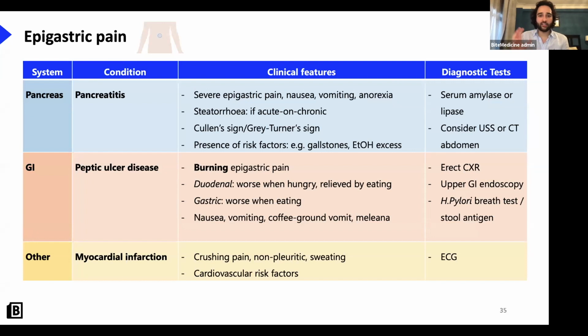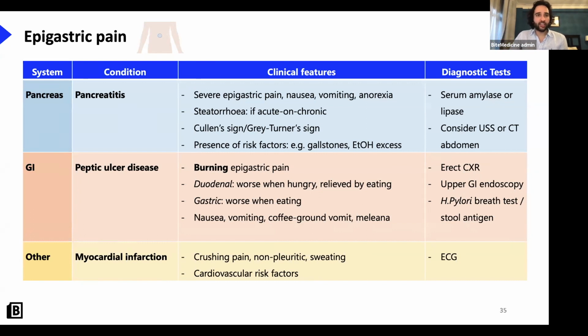Things like Cullen sign and Grey Turner sign, these are more textbook signs. I've actually never seen a patient with either of these signs, but they always seem to come up in exams. They basically refer to bruising in various parts of the abdomen, so either periumbilical bruising or flank bruising. But in our textbook, we have some nice pictures on both of them, so do check that out. When we're thinking about diagnosis, of course, there are lots of other tests that we can do for all of these conditions, but amylase, lipase, and then consider some imaging if required, such as ultrasound or CT pancreas or CT abdomen.